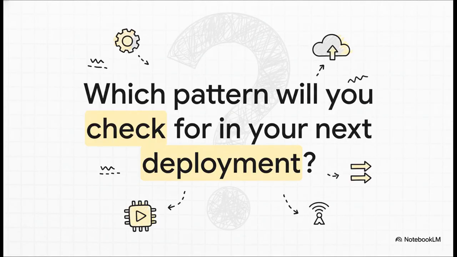We've gone all the way from sneaky memory leaks to the deep end of VPC networking. But the goal here isn't just to get better at putting out fires. It's to stop the fires from starting in the first place. So I'll leave you with this question. Which one of these failure patterns are you going to proactively build a check for in your next CI/CD pipeline?